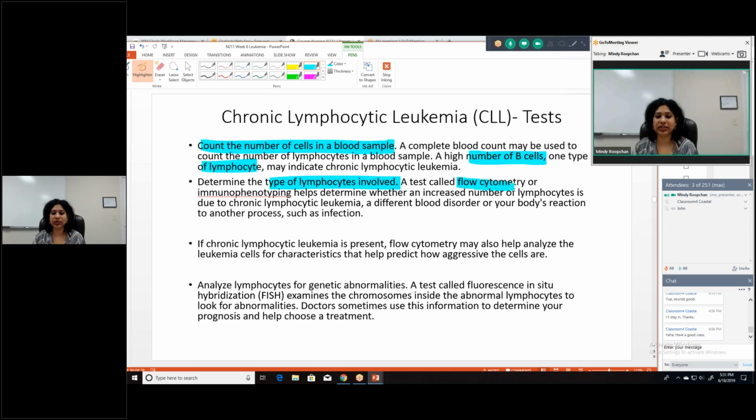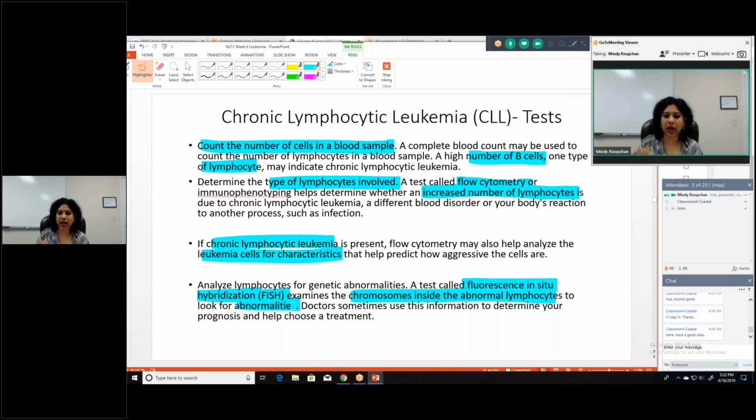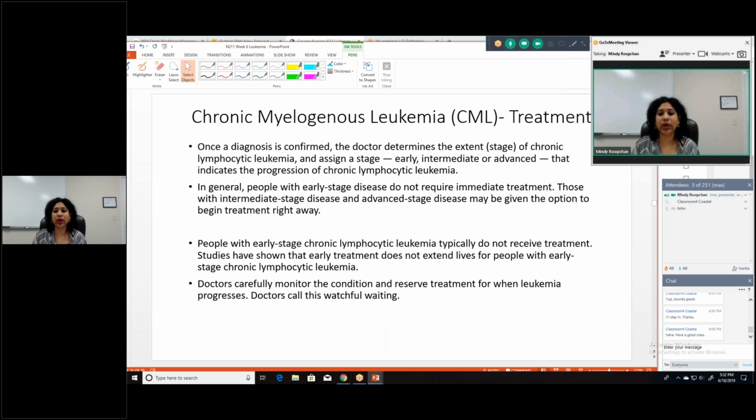They can do a flow cytometry, which determines if there's an increased number of lymphocytes. If chronic lymphocytic leukemia is present, the flow cytometry is going to help analyze the leukemia characteristics to show just how aggressive these cells are, because remember, it's chronic, it's taken a longer time. We also can use FISH, which is fluorescence in situ hybridization. This is going to examine the chromosomes inside the abnormal lymphocytes. They're looking for abnormalities with that. So doctors will use this information to determine the prognosis and the treatment.